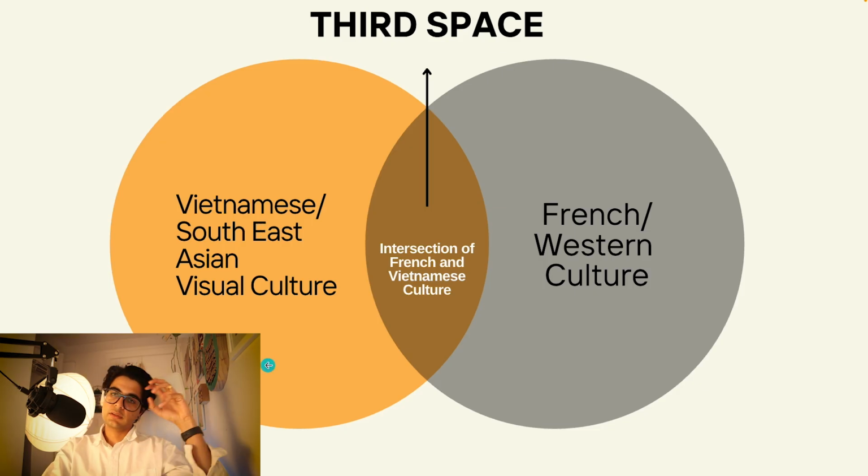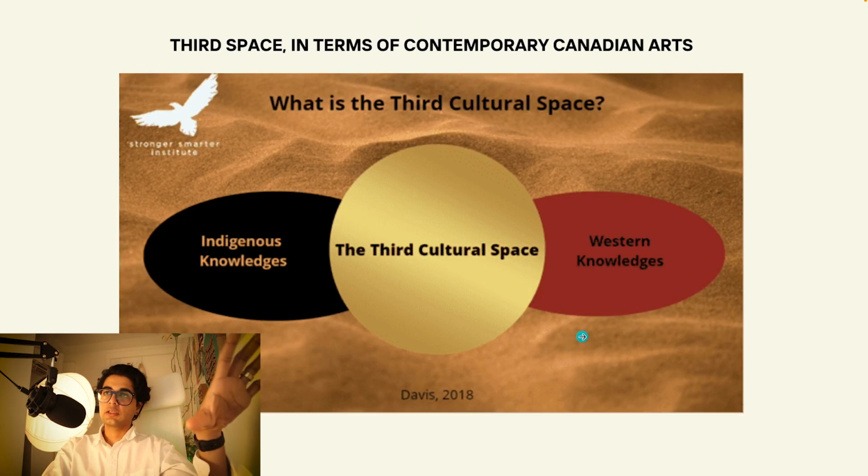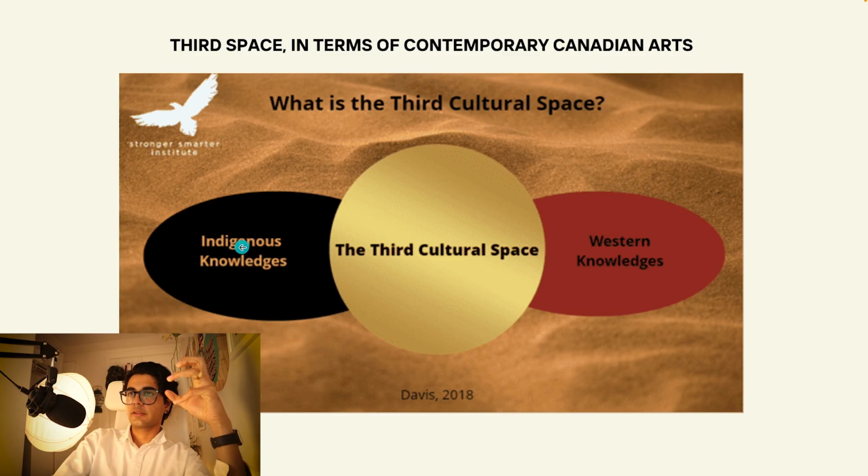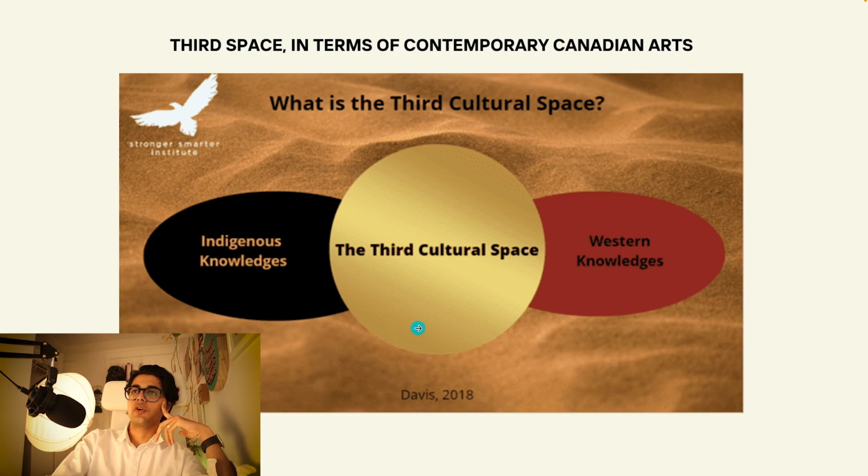And this is the Venn diagram for Mai Trung Thu. The first circle depicts their Vietnamese and Southeast Asian visual culture, and then it intersects with the French and Western culture, and in the middle, that's the third space that the artist is operating from. That's the intersection of French and Vietnamese culture.